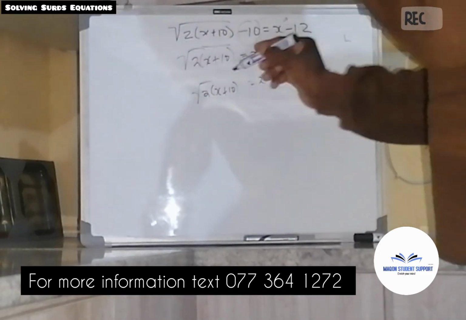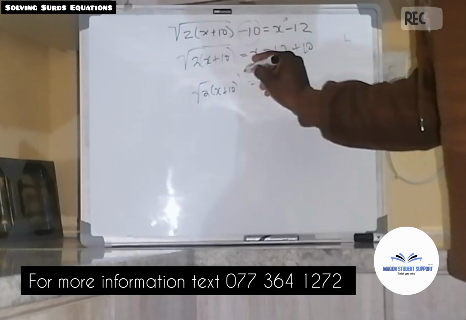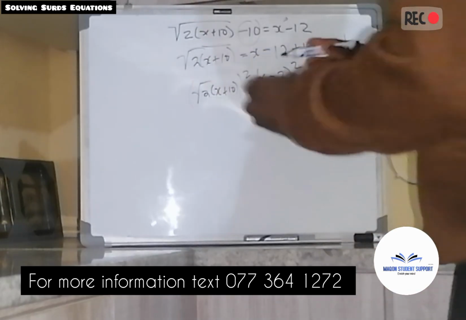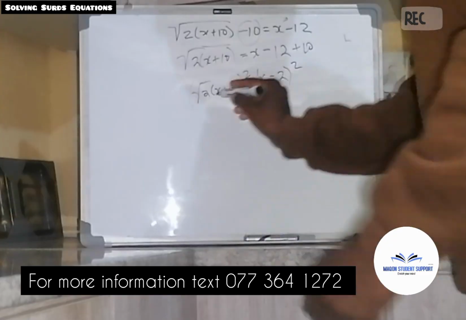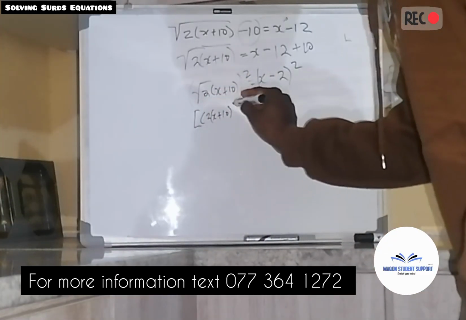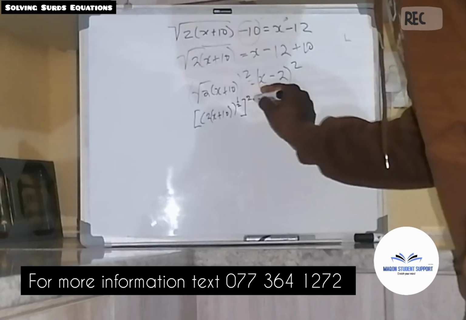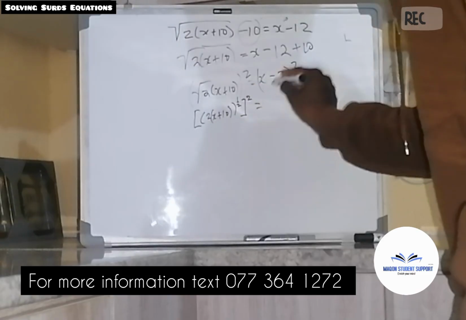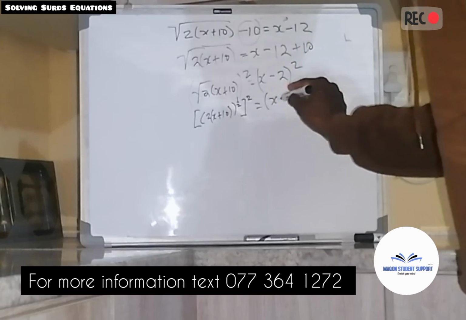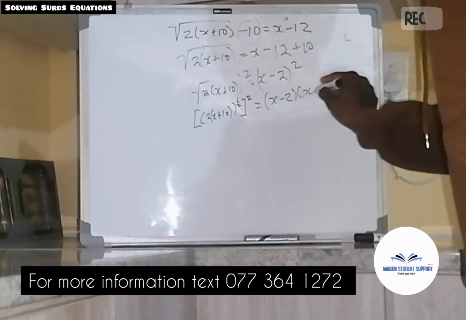So now what you can do is square your left hand side, and then square your right hand side. So once you square the left hand side, what will happen? You will have negative 2 squared, and then here you will be having what? This binomial term squared.